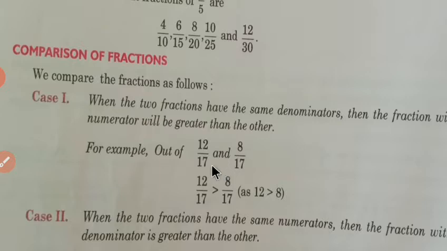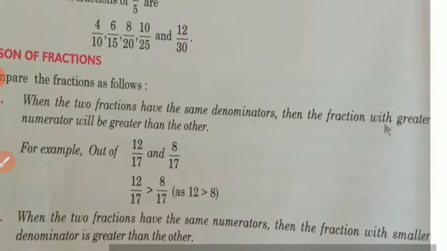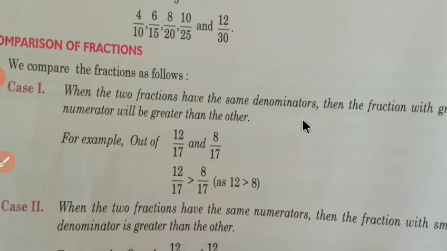How to compare the given two fractions? So case 1, when the two fractions have the same denominator, then the fraction with greater numerator will be greater than the other. For example, 12 by 17 and 8 by 17. Here you can see the denominators are equal. So we have to compare the numerators. So 12 by 17, 8 by 17. Which one is greater? 12 by 17, as 12 is greater than 8.